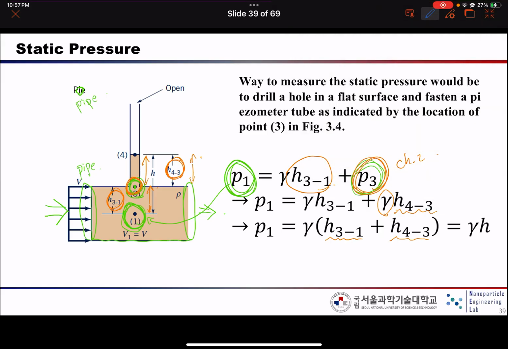If you combine these two heights, H3 minus 1 and H4 minus 3, this is the total height, right? So we can write P1 equal gamma H. So you can determine the static pressure at point 1. This is the static pressure, how we measure it in the pipe system.